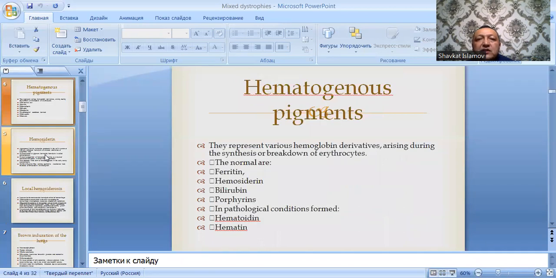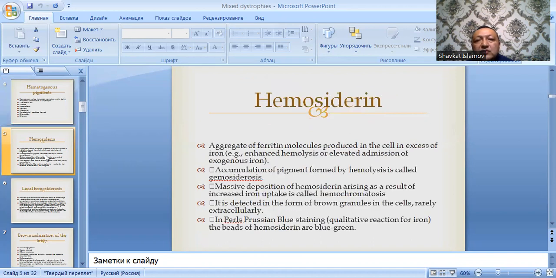Hematogenous pigments represent various hemoglobin derivatives formed during the breakdown of erythrocytes. The normal ones are ferritin, hemosiderin, bilirubin, and porphyrins. In pathological conditions, hematoidin and hematin are formed. Hemosiderin is a product of ferritin molecules in cells with an excess of iron.